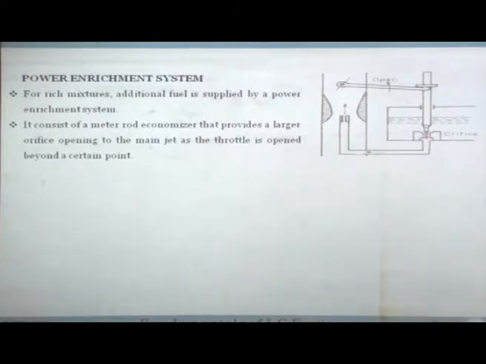So, this is the metering jet. If it is pulled beyond a certain level, what will this do? This will lift this needle. When this lifts the needle, more fuel will flow through it, because now you have reduced the restriction, okay. And this opens only beyond a throttle of 75% or more, okay. So, that is how it is done.